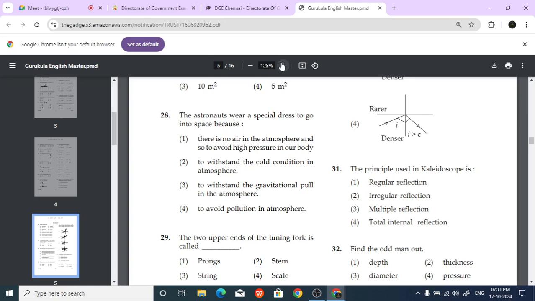Anybody? Okay, we will keep it aside. We will wait for others to give their answer. The principle used in kaleidoscope, Srinidhi, what could be the answer? It is multiple reflection, the right answer. Yes, because of multiple reflection, you are getting different designs. Okay. Let us go to question number 29.